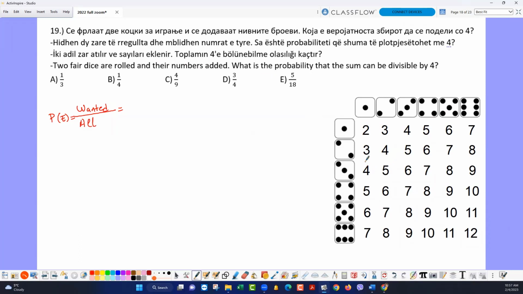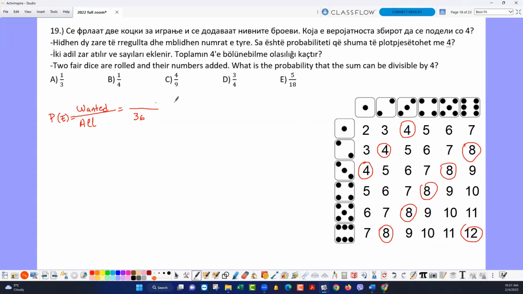Which numbers are divisible by 4 here? 4 is divisible by 4. 4 is divisible by 4. 8 is divisible by 4 also. And 12 is divisible by 4. So when you roll 2 dice, there are totally 36 possible cases. When you count these, there are 36 possible cases.